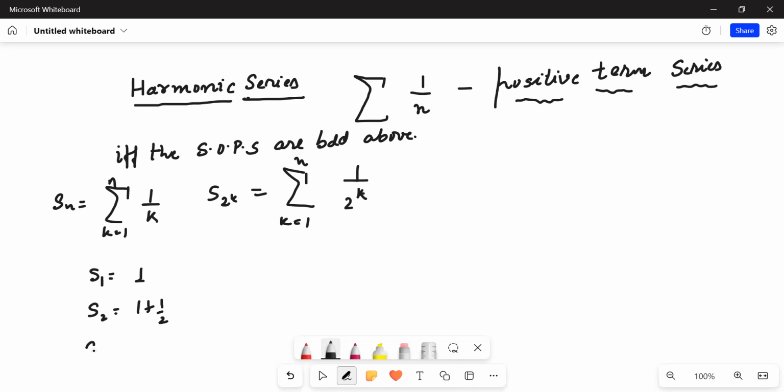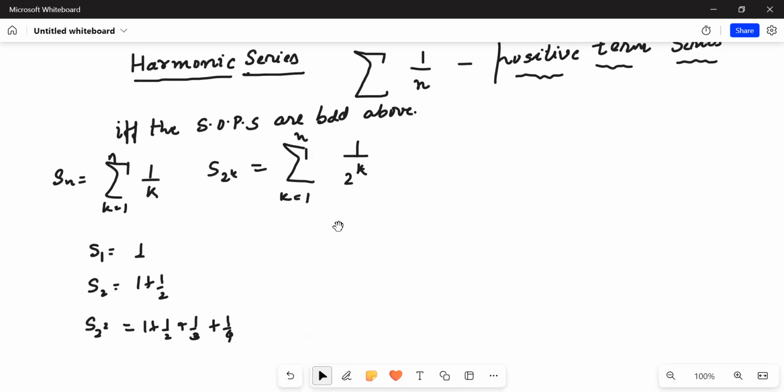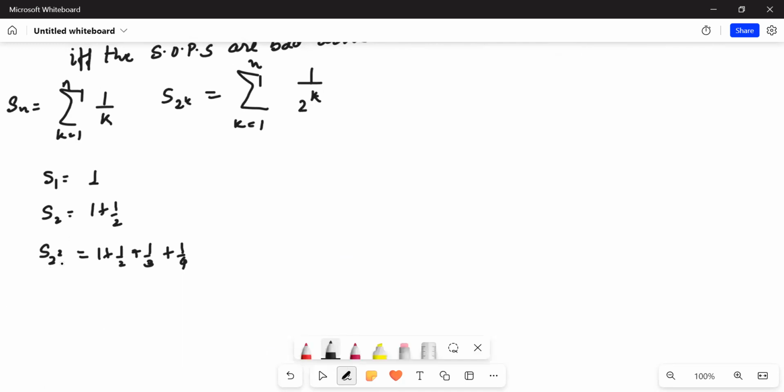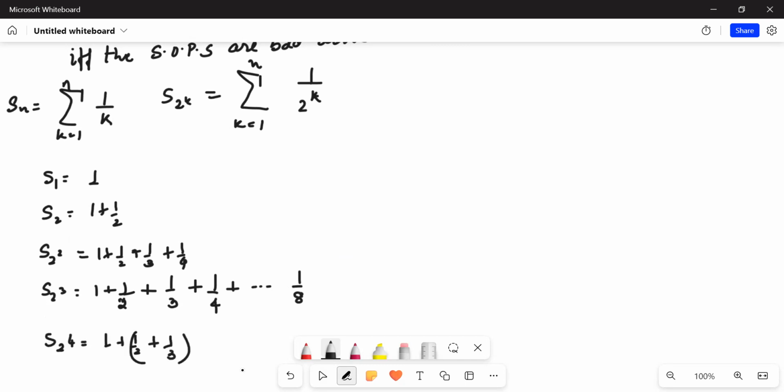Okay, now just think about S1. What would be 1 by 2? What would be S2 square? It would be 1 plus 1 by 2 plus 1 by 3 plus 1 by 4. What do you think S2 to the power 3 would be? It would be 1 plus 1 by 2 up to 1 by 8. What would be S2 to the power 4?